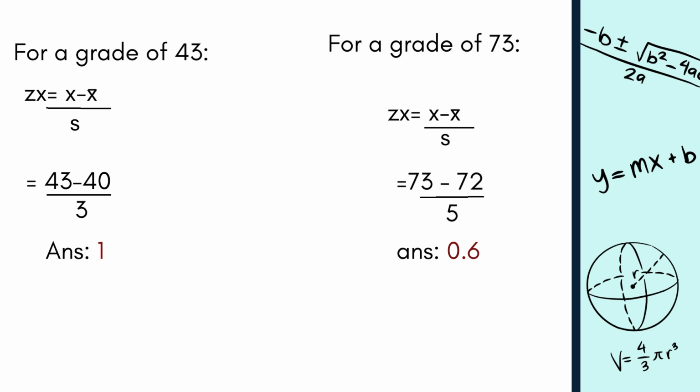For the algebra test, the z-score is 1, and for the geometry test, the z-score is 0.6. Since the z-score for the algebra test is larger, which is 1, the position in the algebra test is higher than the position in the geometry test. I hope you got that. The z-score for the algebra test is larger. The position in the algebra test is higher than the position in the geometry test. Okay, let's proceed to another application.